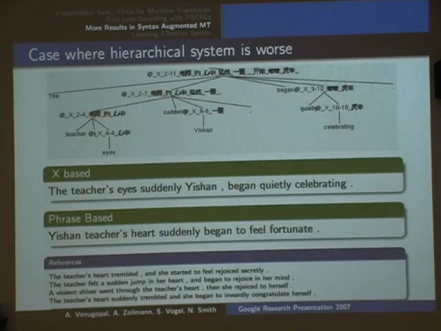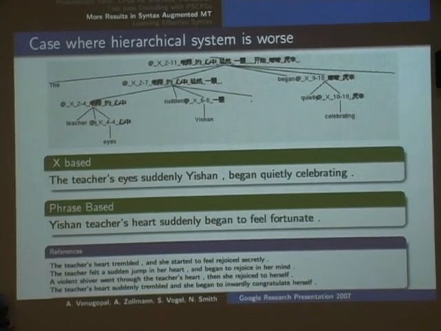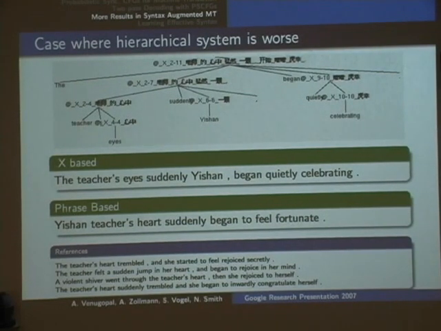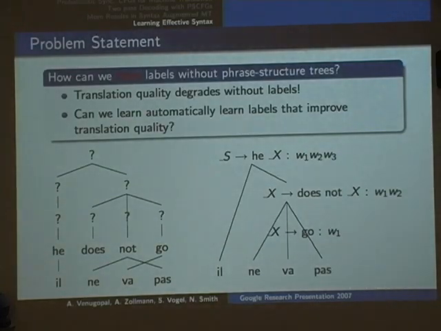We have alternative cases as well, obviously, cases where the hierarchical system is worse. And in this case, it's pretty significantly worse. So we produced the teacher's eye, suddenly Yishan began quietly celebrating. And the phrase-based system at least seems to make slightly more sense. So a couple different alternatives and a couple trees to look at.